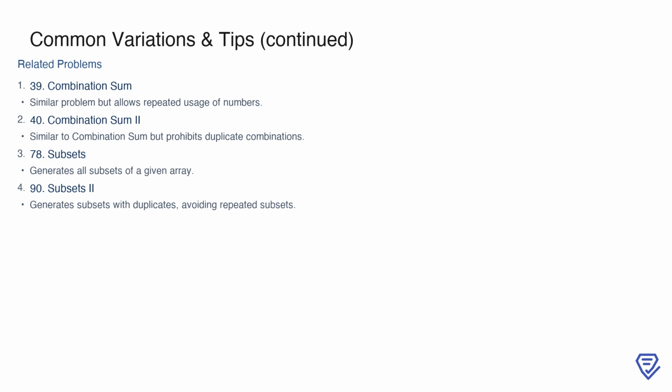Problems 78 and 90, which focus on subsets, also share elements of this problem. Problem 78 generates all subsets of a given array, while problem 90 extends this by handling duplicates, ensuring no repeated subsets are included in the output. Familiarizing yourself with these problems can deepen your understanding of backtracking and subset generation techniques.